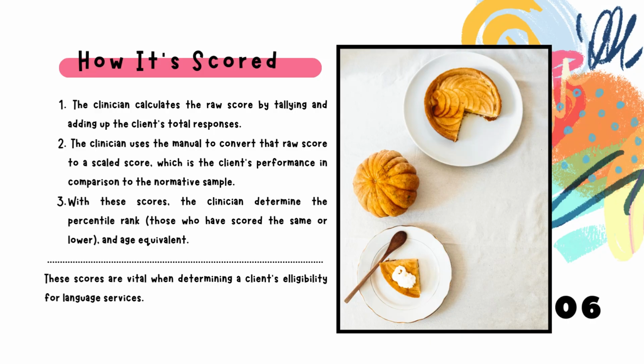How the CELF is scored is the clinician calculates the raw score by tallying and adding up the client's total responses. The clinician then uses the manual to convert that raw score to a scaled score, which is the client's performance in comparison to the normative sample. And with these scores, the clinician can determine the percentile rank, or those who have scored the same or lower, and the age equivalent. All of these scores are super important when determining a client's eligibility for language services.